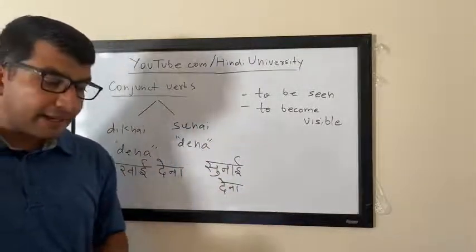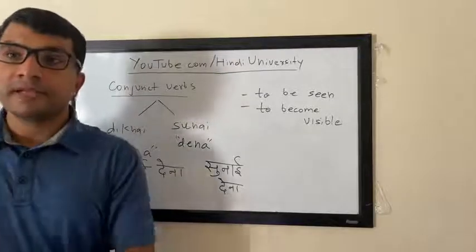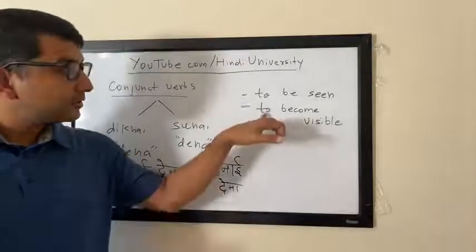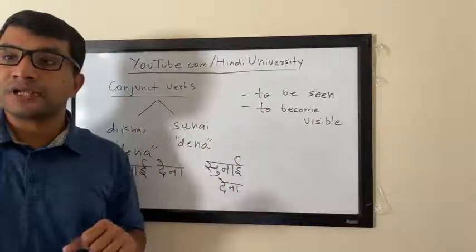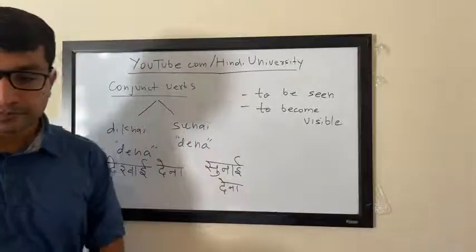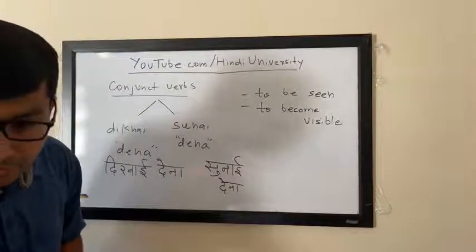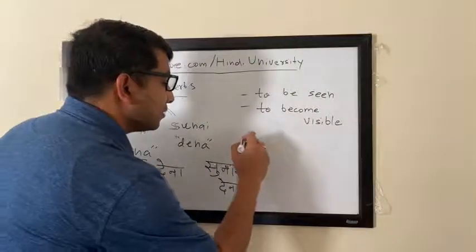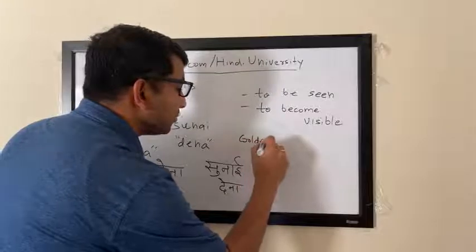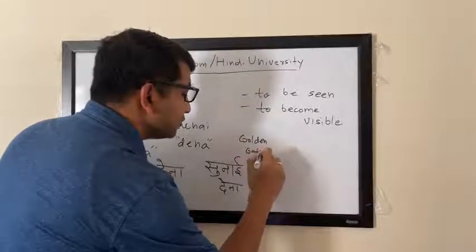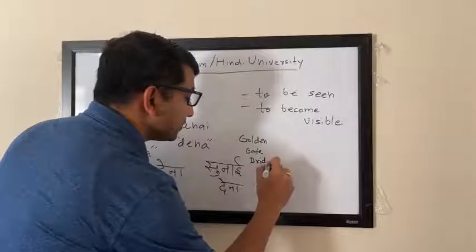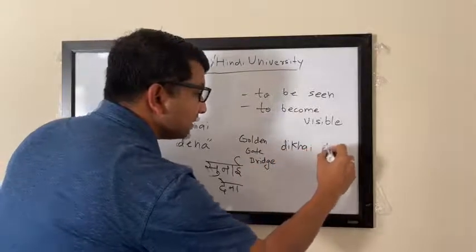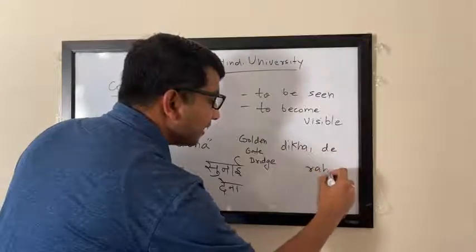Okay, let's say I go to some hills in San Francisco, and from that location, Golden Gate Bridge is visible to me. Okay, a bridge is visible to me, Golden Gate Bridge. In that case, I can say, I'm gonna just write it like this: Golden Gate Bridge दिखाई दे रहा है.